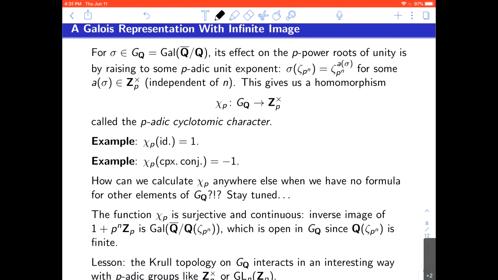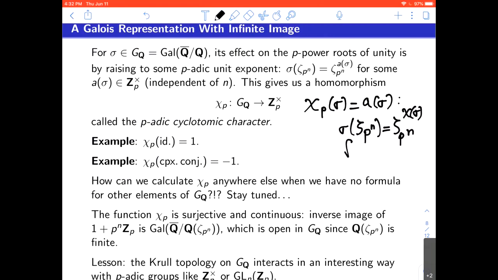And so associating to an element in G_Q, by looking at its action on all the p-power roots of unity, gives us a p-adic unit, A of sigma. And so associating sigma to A of sigma, well, that's a homomorphism. Okay, so when I say chi_p of sigma is A of sigma, what does that mean? I'm basically saying it's the number by which sigma affects all the p-power roots of unity. By looking at them for all n, you link things together and you create a unique p-adic unit. And so if you compose a sigma with a tau, these exponents will multiply. And so this function from G_Q to the p-adic units is called the p-adic cyclotomic character.